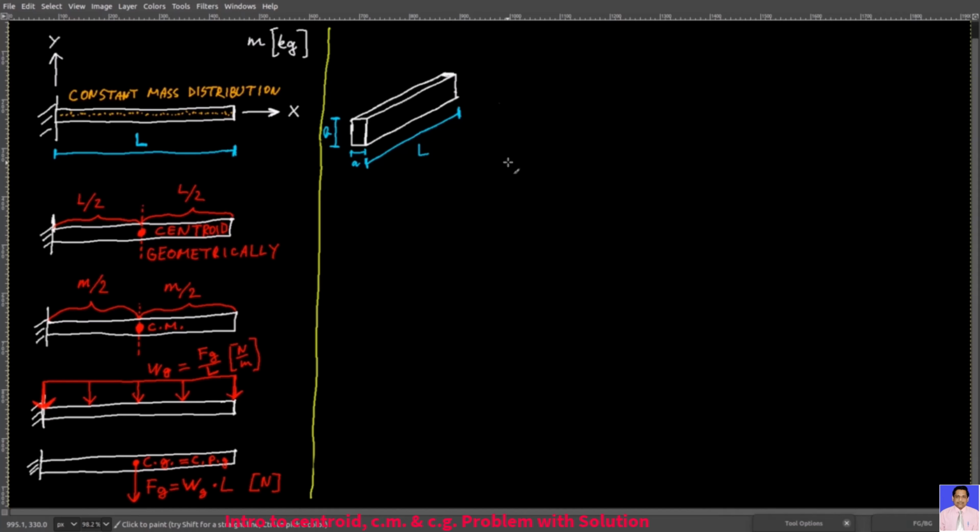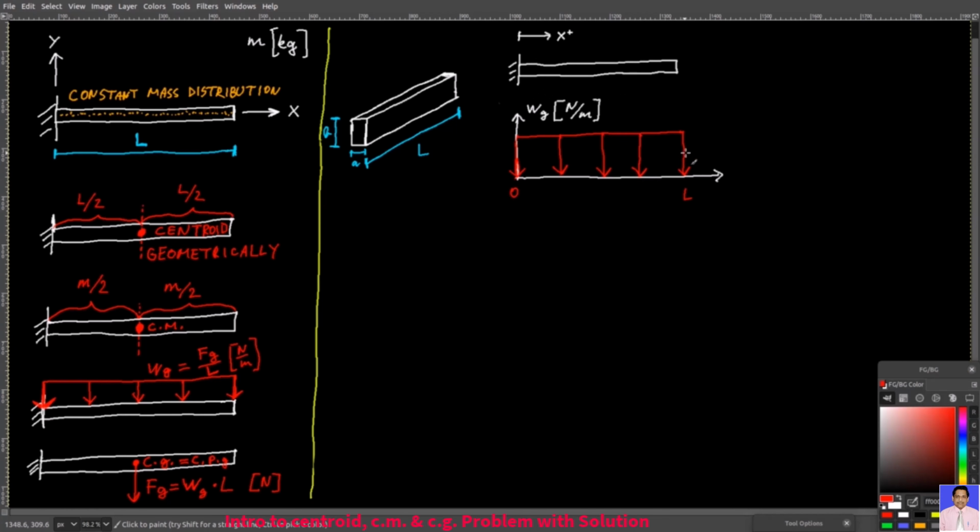Welcome back. Let's now calculate the center of gravity for this beam. Again, this is the side view of the beam. Now you have your distributed load that acts on the beam due to force of gravity, and like I said before, the center of gravity is the center of pressure of the gravity force distribution. And so we would find it exactly in the same way like we found it for other force distributions.